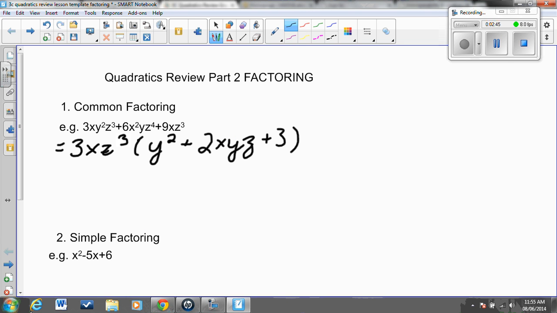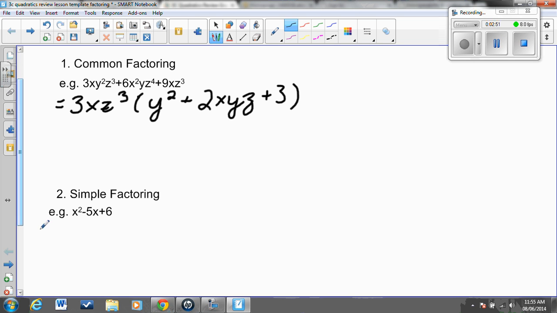The second type of factoring is called simple factoring. What I want to do for simple factoring is look for 2 numbers that multiply to the last term and add to the middle term's coefficient. So in this case, I want to think of 2 factors that multiply to positive 6 and add to negative 5. If I want to multiply to a positive number and add to a negative number, what I'm going to have to do is make both of the terms negative.